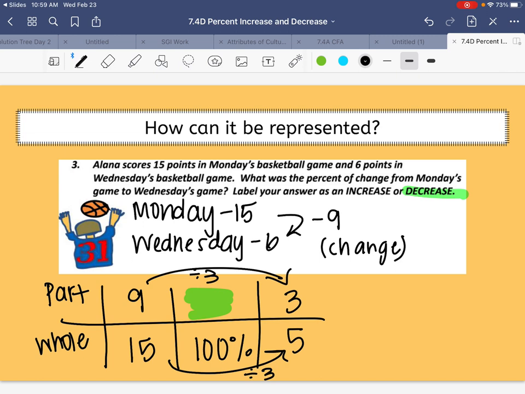Now that I am at 3/5, I see a relationship that is between. So I can go from 5 to 100 by multiplying by 20. So 3 times 20, because I want to keep it equivalent, so I'm just making equal fractions. 3 times 20 is 60. So this was a 60% decrease.